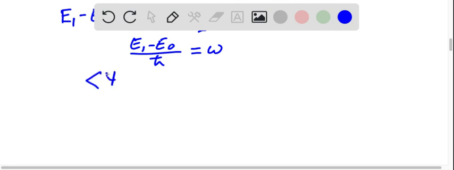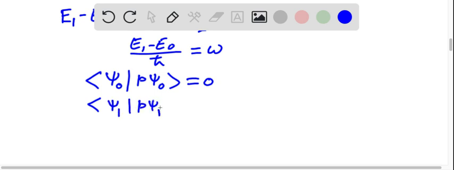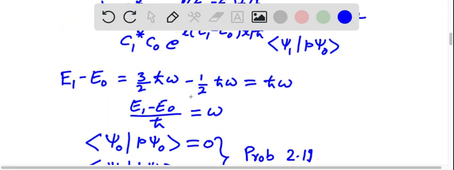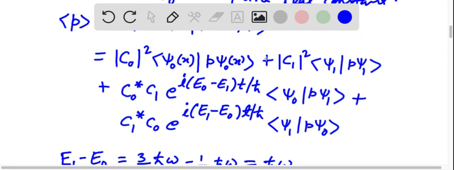And psi naught, P, psi naught is equal to 0, and psi 1, P, psi 1 are also 0, and this result is from problem number 11. Now we have these values, but we don't have psi naught, P, psi 1 and psi 1, P, psi naught. Let's find these two values.